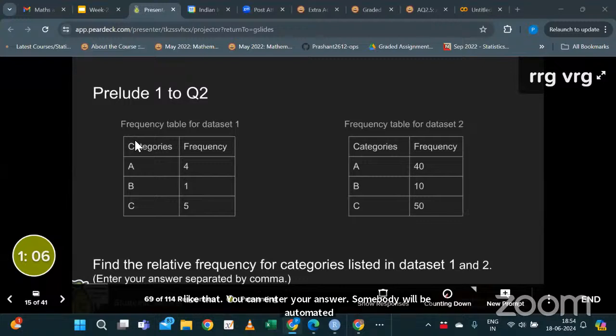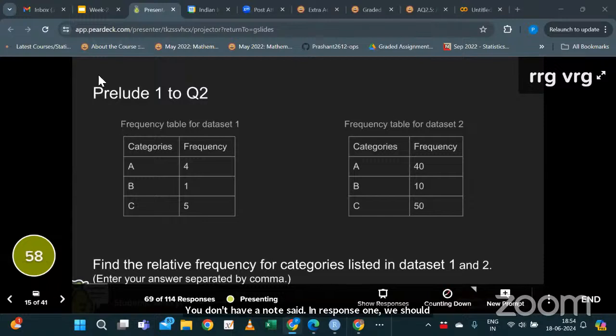I have a doubt, sir. In response one, we should write the relative frequency of data set one and in response two the relative frequency of data set two, sir. Yeah. Thank you, sir.